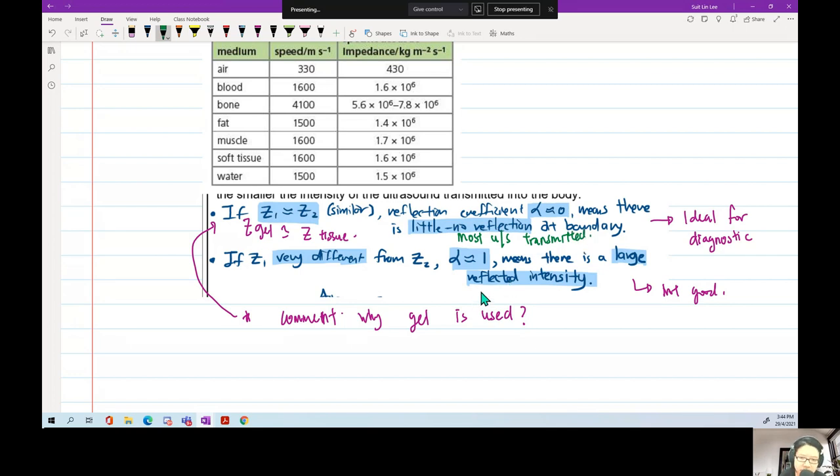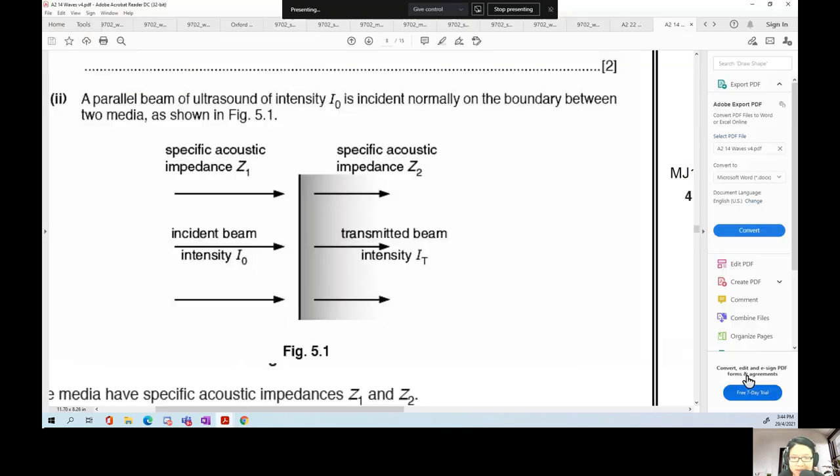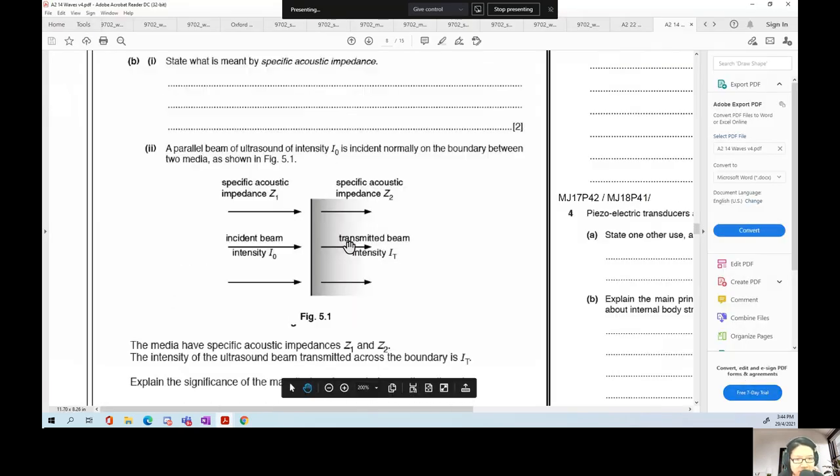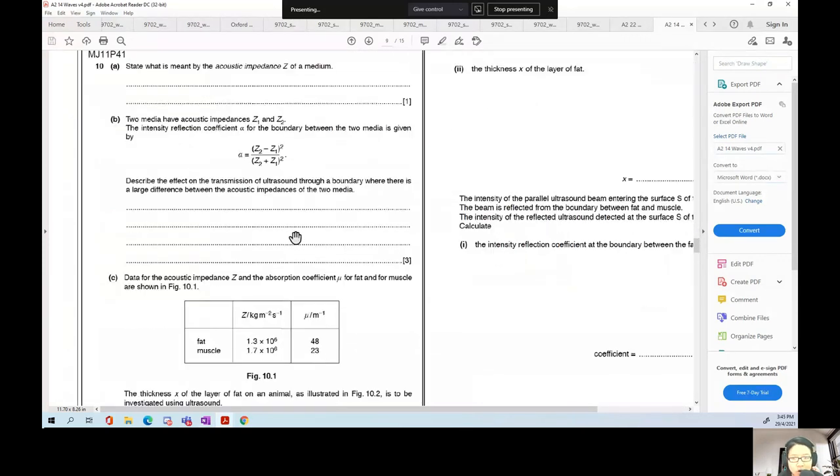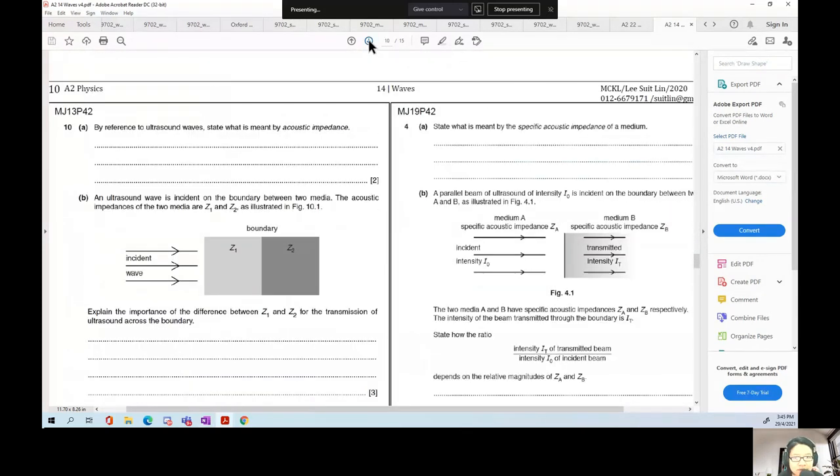And then this one, very little ultrasound is transmitted because they are all reflected away already. So be a bit careful and don't just blindly memorize these things. Look at the question. Do they want incident and transmitted, or do they want incident and reflected?